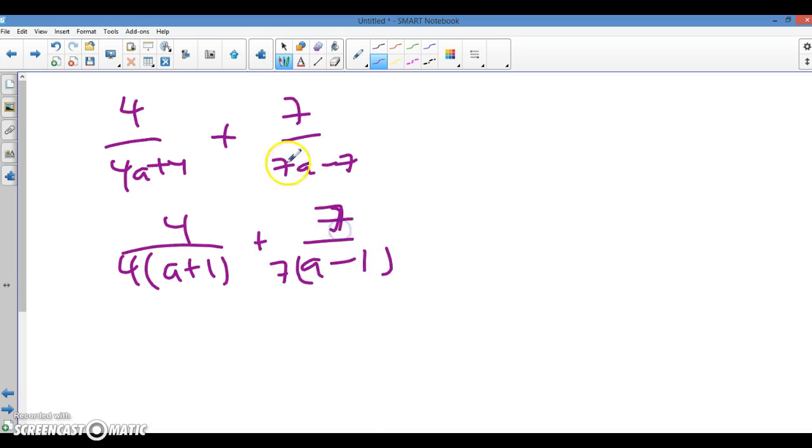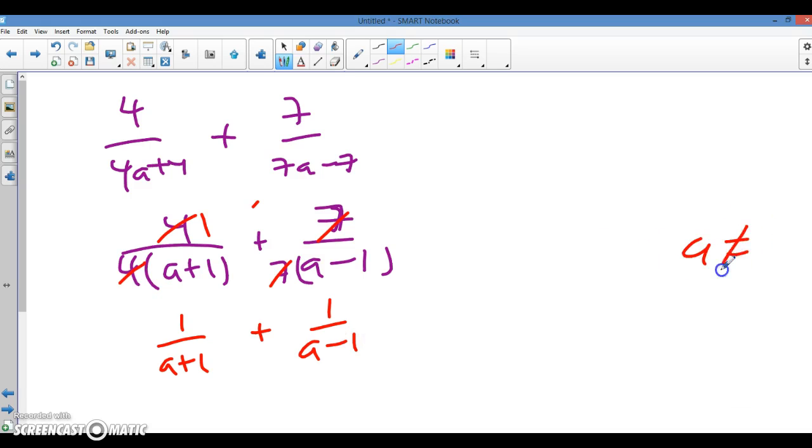Okay, that's a 7. And what happens now, so I common factor this, common factor this. Now I can reduce, I can simplify. I take out a 4 from both sides, left with a 1 on top. So I have 1 over a plus 1 plus, and same thing here, 1 over a minus 1. All right, let me put my restrictions in here and make sure they don't disappear. And then I'm going to add fractions.